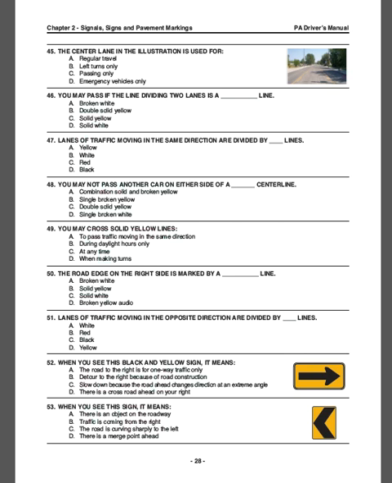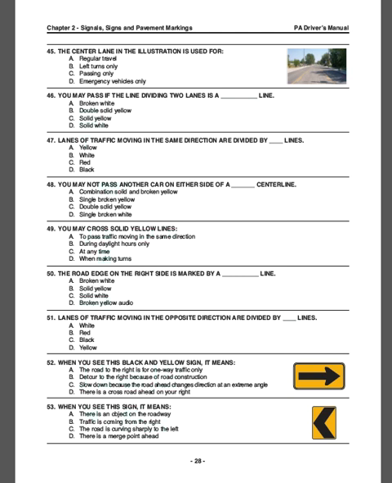51. Lanes of traffic moving in the opposite direction are divided by what color lines? A, white. B, red. C, black. D, yellow. The answer is letter D. Yellow lines divide lanes of traffic moving in opposite directions.